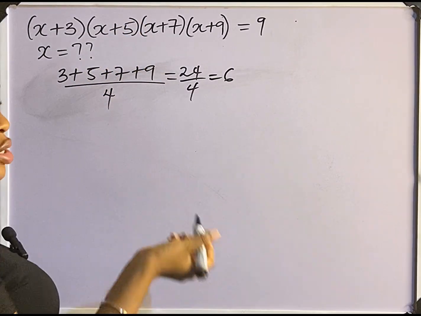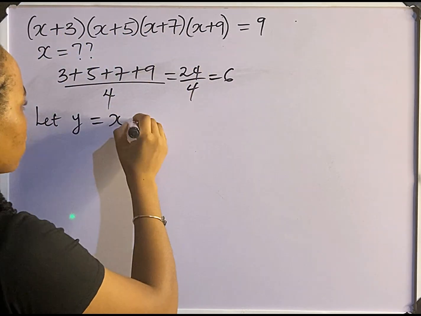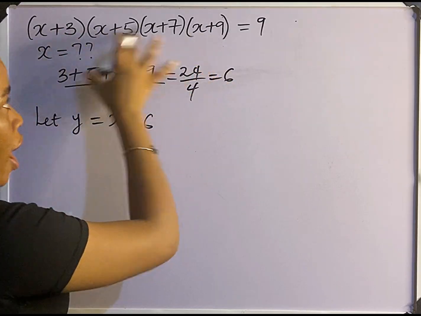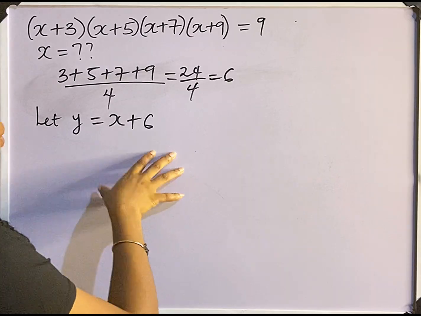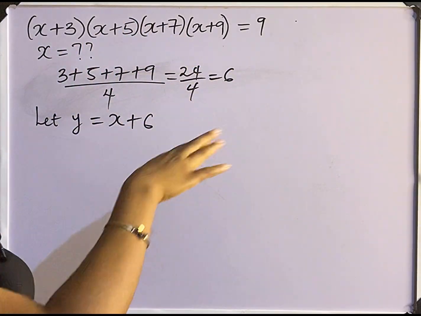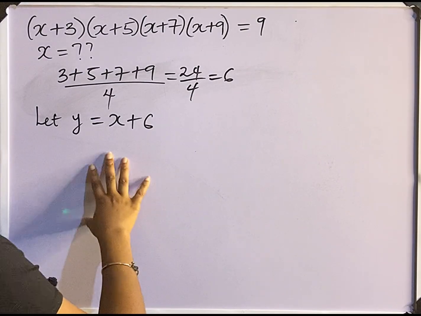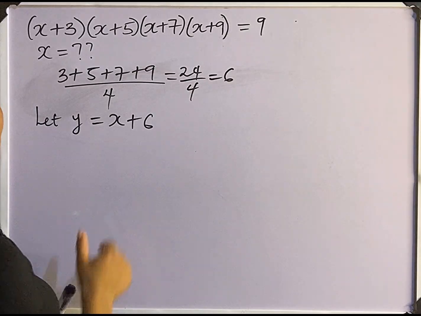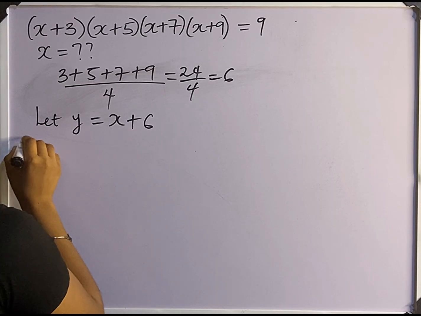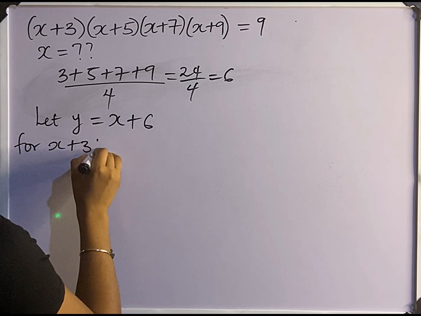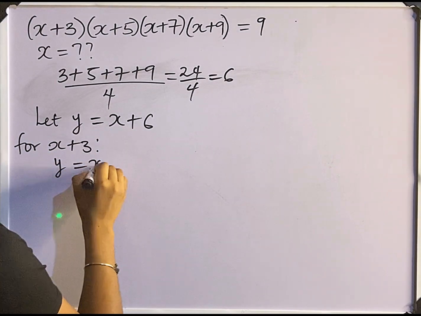Now I'm going to set y. Let y equal x plus 6, which is the average. The next thing to do is rewrite each of these factors in terms of y, in order for us to simplify this. I'm going to start with x plus 3, writing it in terms of y. I have y equals x plus 6.